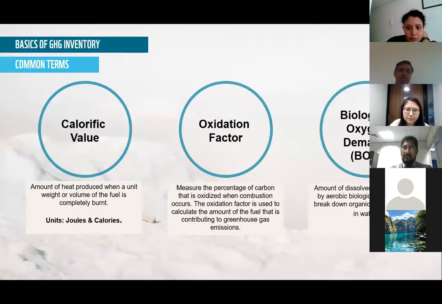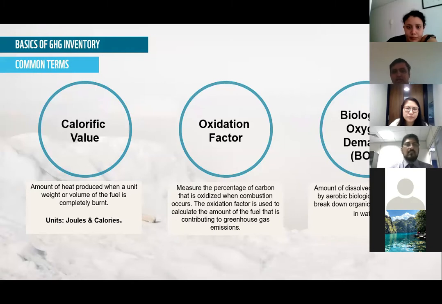Calorific value, you might have heard it a lot of times. It's the energy content of a particular fuel. So it's normally mentioned in joules and calories, and we use it a lot in estimating emissions. For example, you have to identify a particular fuel that is being used. You need to know the quantity, you need to know the calorific value, because most of the emission factors that you find for fuels are based on the calorific value of the particular fuel.